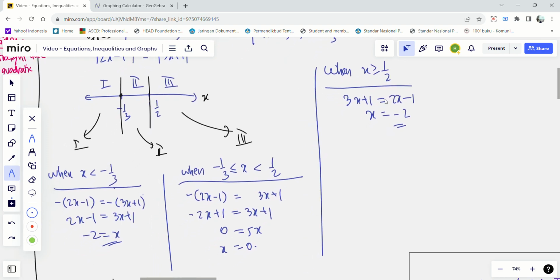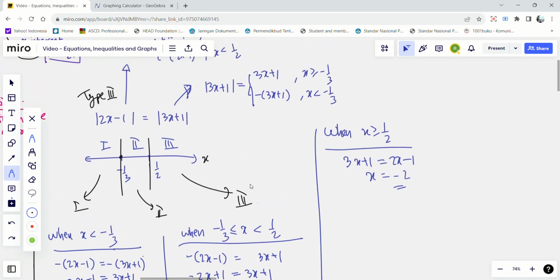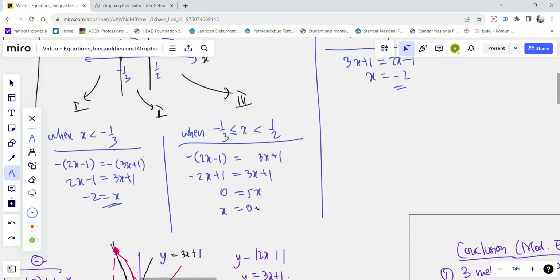So you can check first how I did it here. When x is less than negative 1/3, I have this negative and negative. But when x is at least half, I have both positive. So whenever you see these 2, actually type 1 and type 3 give us exactly the same answer. But the unique one is this. When the value of x is between negative 1/3 and half, I have to use the negative of 2x minus 1 and 3x plus 1. You can check that again from the upper part, right? Then you will see that will be the correct way. Then we get x equals 0.